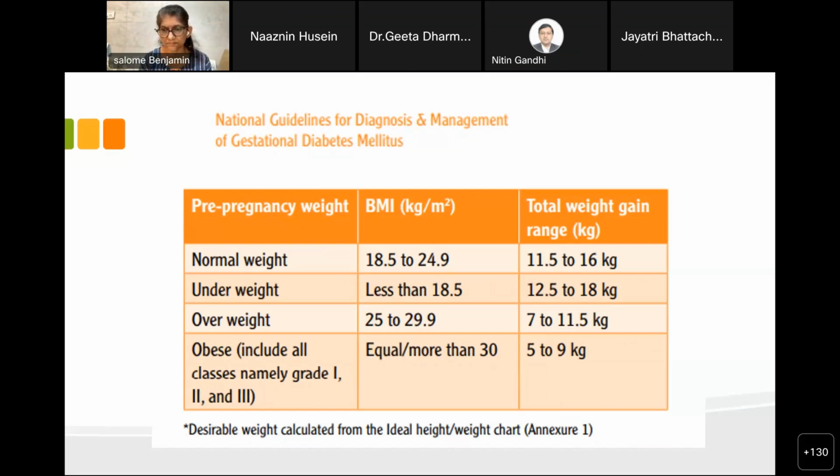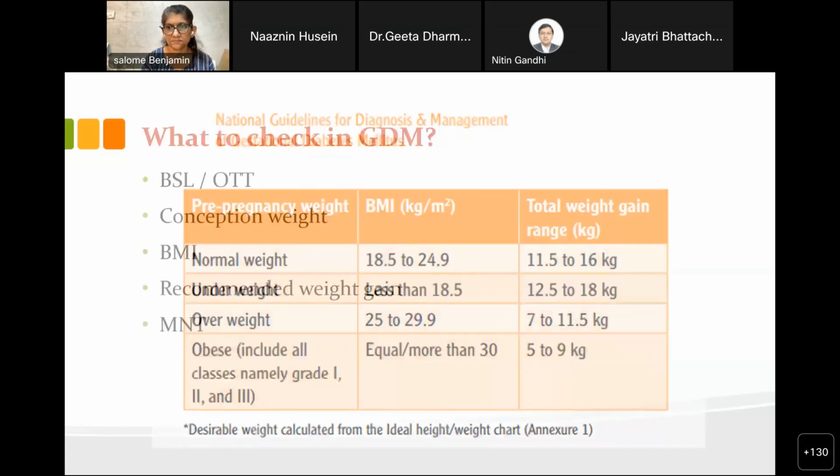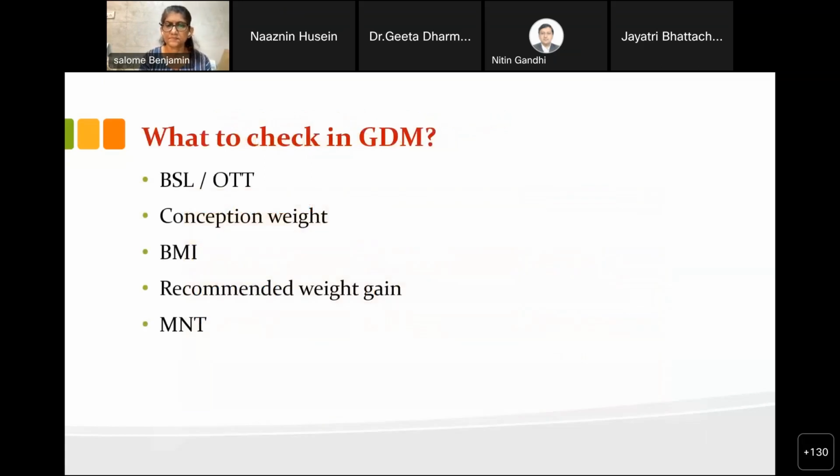Next slide. So what should be checked in GDM? Once the patient comes to you, yes, we need to know the weight: conception weight, conception BMI, recommended weight gain, the blood sugar, OGTT as per the cutoff. We should know the cutoffs, and then we take the medical nutrition therapy ahead. Salome ma'am, I would like you to now tell us what you feel a dietitian should be working on in a GDM scenario.